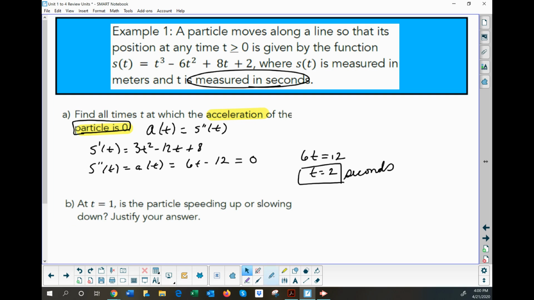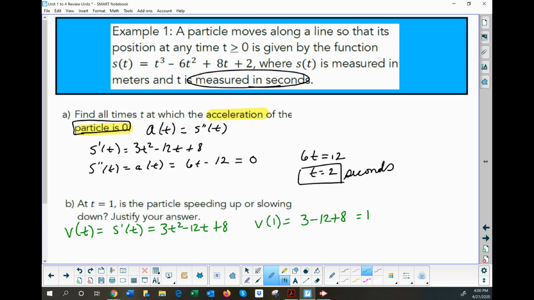So V of t, I'm going to establish that I know how to get V of t by showing it's S prime. And we had it from before, 3t squared minus 12t plus 8. Evaluating V of 1 would be 3 minus 12 plus 8. Oh, I'm sorry, negative 1. Yeah, minus 12 and a positive 11 would make a negative 1.